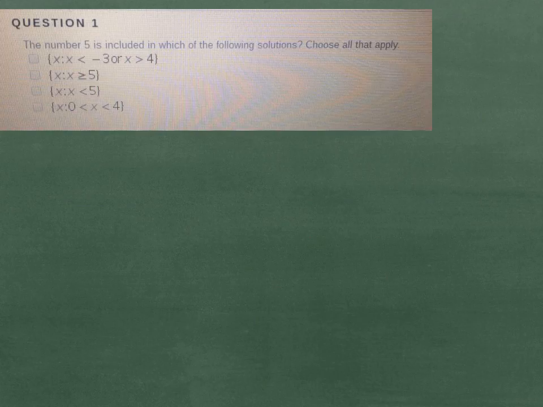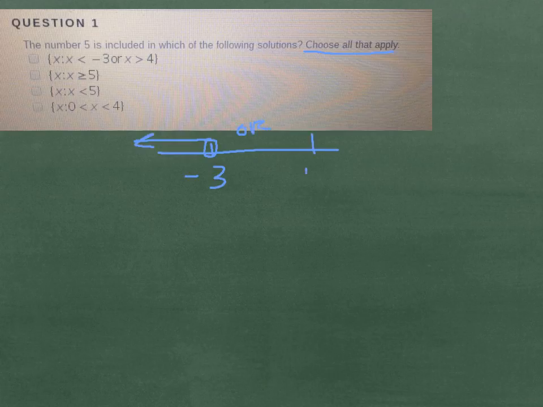The number 5 is included in which of the following solutions? Choose all that apply. So for the first answer choice, it's saying that they want everything less than -3. So if we have a number line and you have -3, they want everything to the left of that. And then it says, or they want everything to the right, anything greater than +4. Okay, so is 5 included in this? Yeah, 5 would be right here, and it's included. So that first one is an answer.